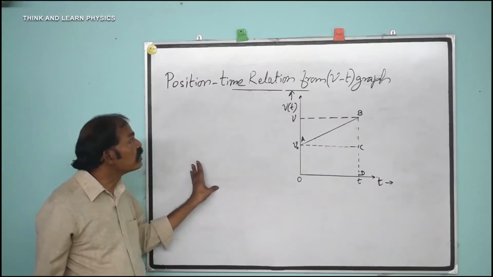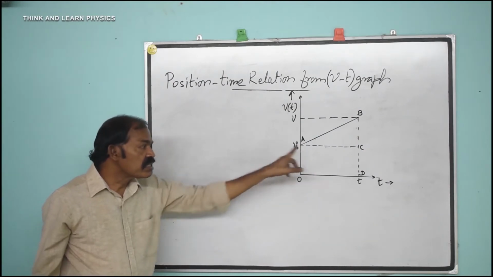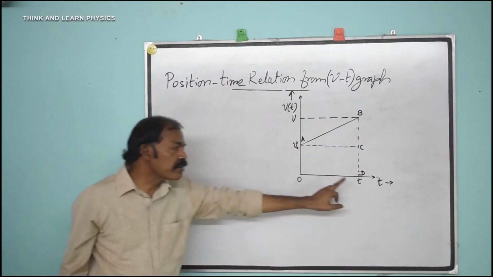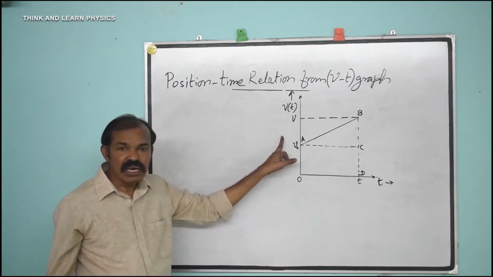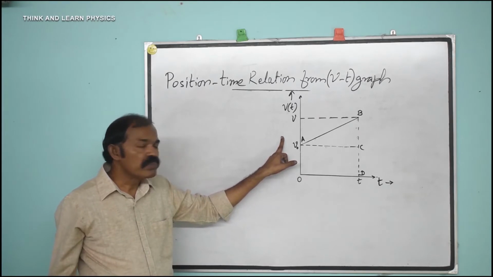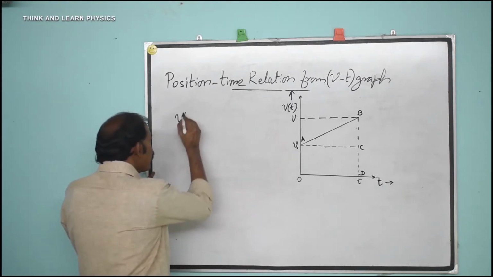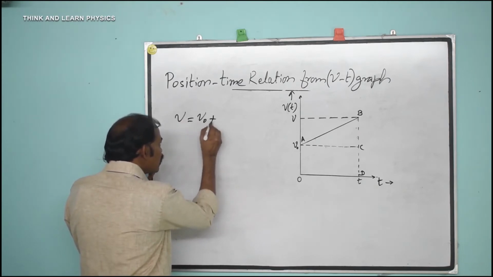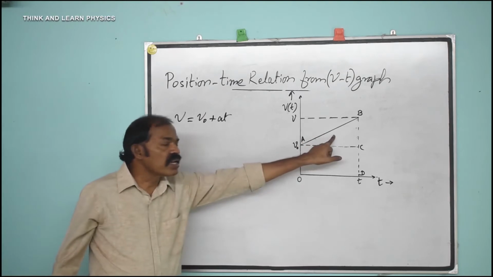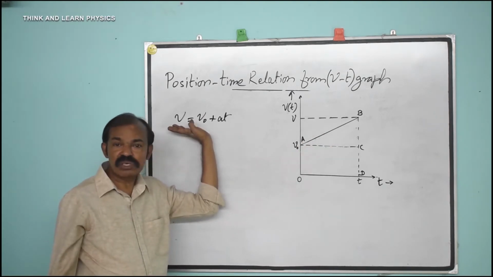Now we are going to derive the position time relation from the v-t graph. This is the velocity time graph, obtained by plotting time along the x-axis and velocity along the y-axis in the case of a uniformly accelerated motion. For uniformly accelerated motion, we have the relation of velocity as v equals v0 plus at. So in other words, this graph is the graph of the equation v is equal to v0 plus at.